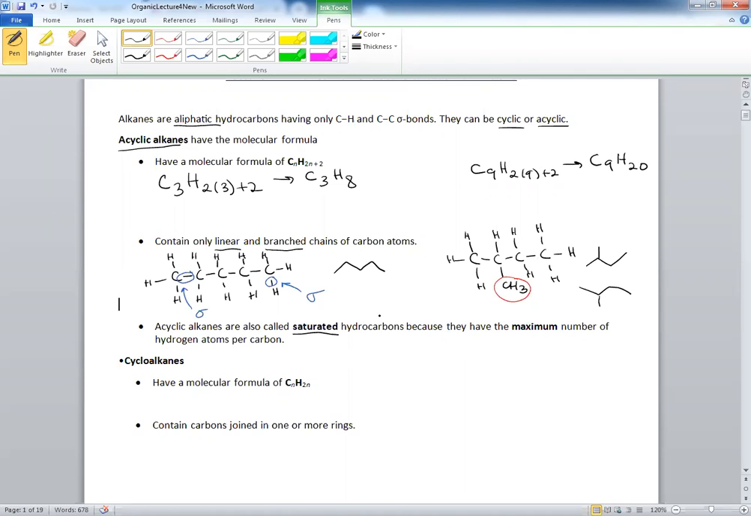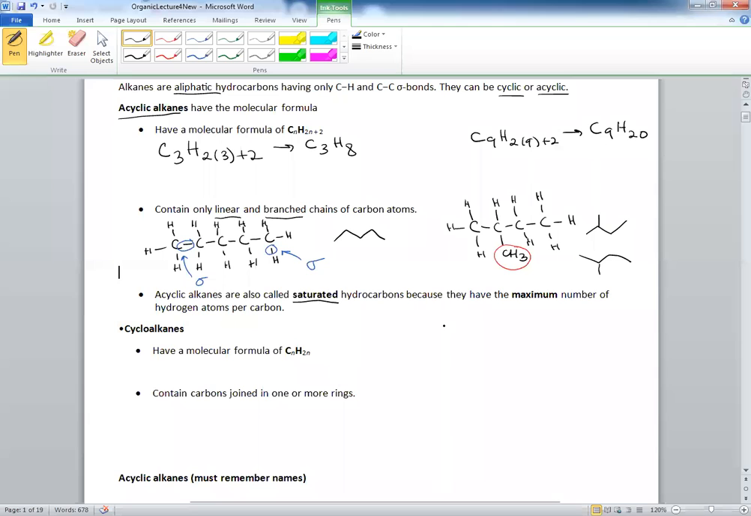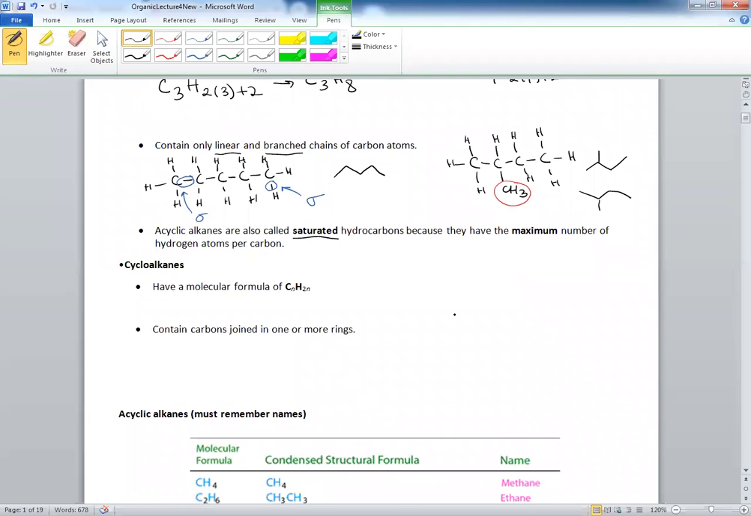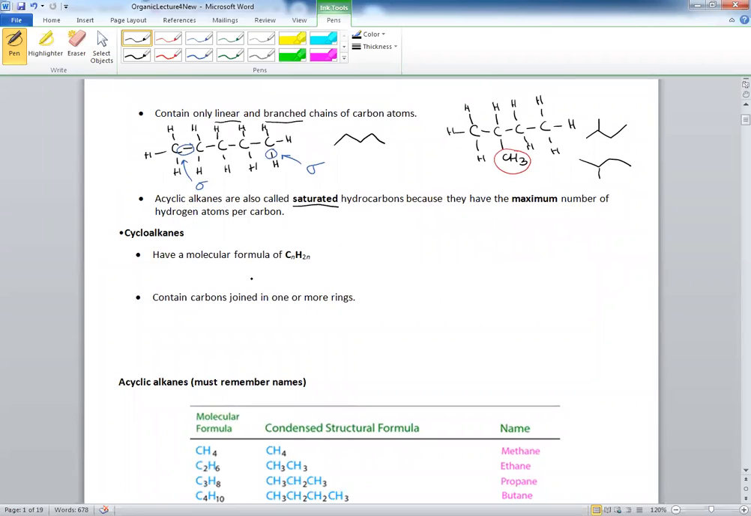In fact, that's where the names saturated fats and unsaturated fats come from. They come from this idea that they have the maximum number of hydrogens. Cyclic alkanes, on the other hand, have a different formula. It's CnH2n, slightly different. So it's double the number of hydrogens than carbon. So for example, if we had the C3, it would be H, 2 times 3, which is 6. So that would be C3H6. C9H18, etc.